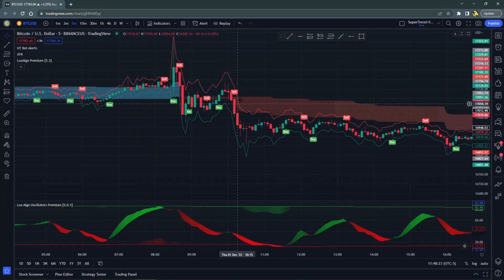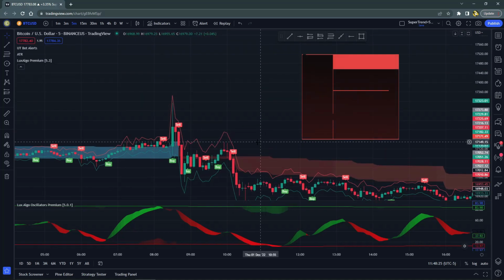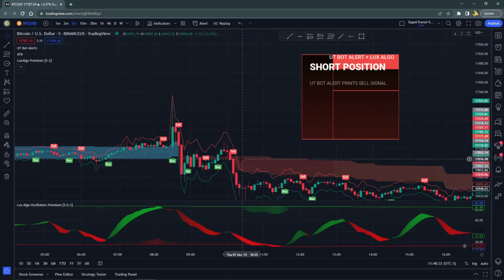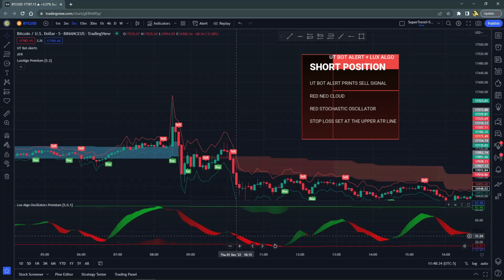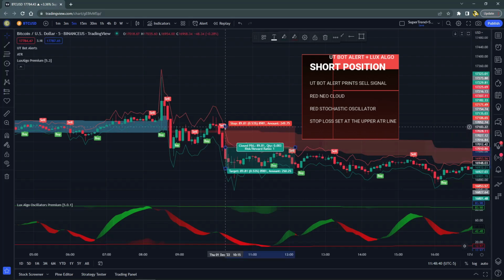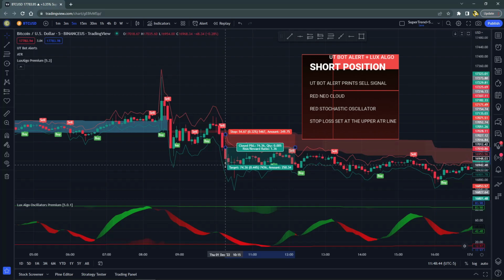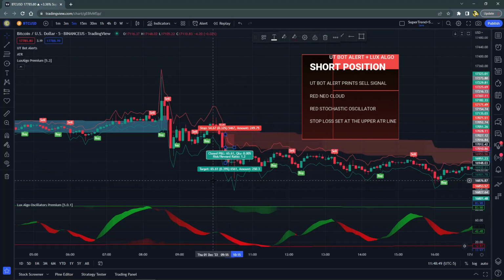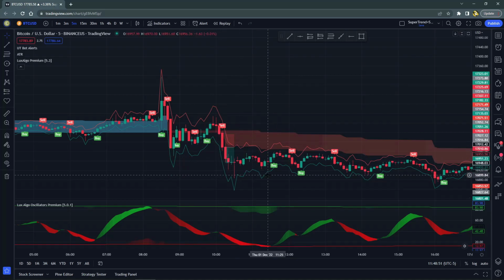So now the rules for a short position are this. The UT-Bot alert prints that sell signal. The candle there has a red Neo Cloud right there. There is a red stochastic on the stochastic oscillator right here. This is where you enter, right at the end of this candle. You take your stop loss to the ATR stop loss finder, bring this down to 1 or 1.5, and then you take profit at that time. These things happen in 5-10 minutes. It's very fast with this indicator. So be prepared to make money.